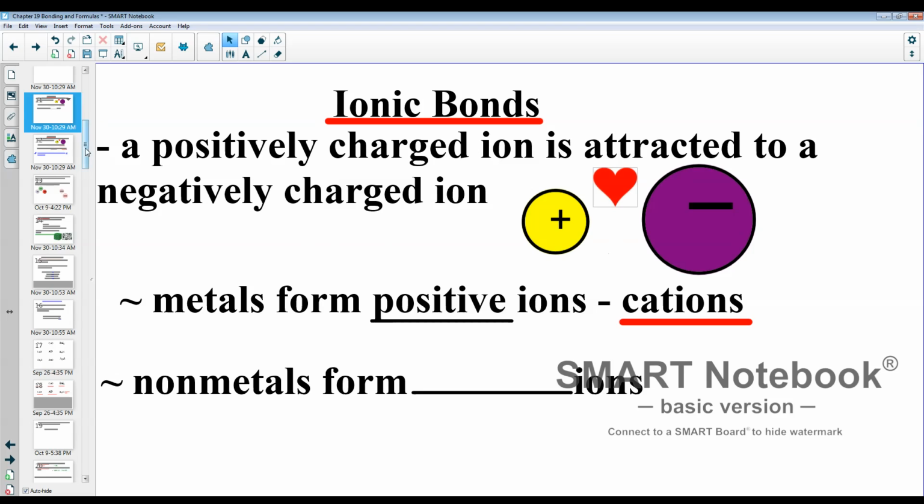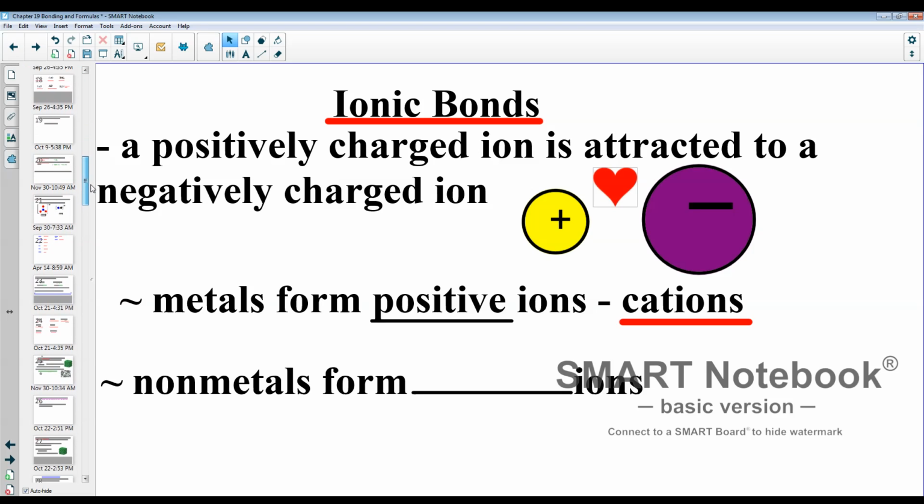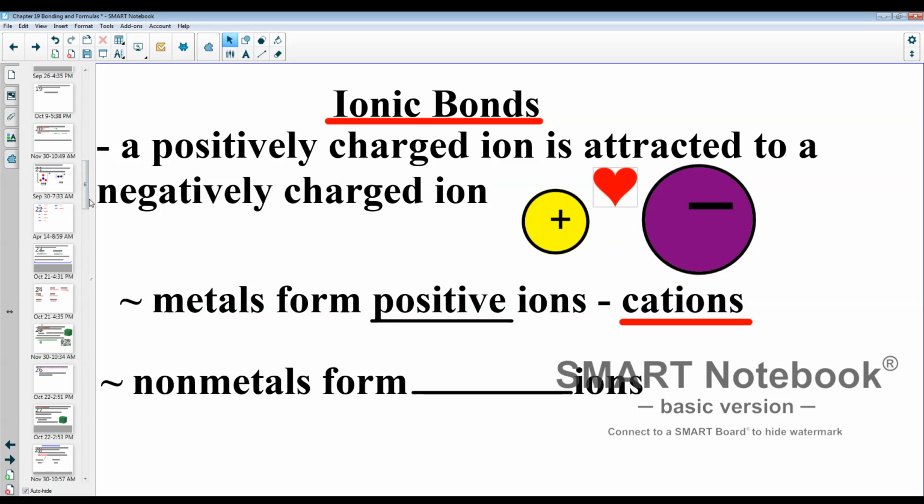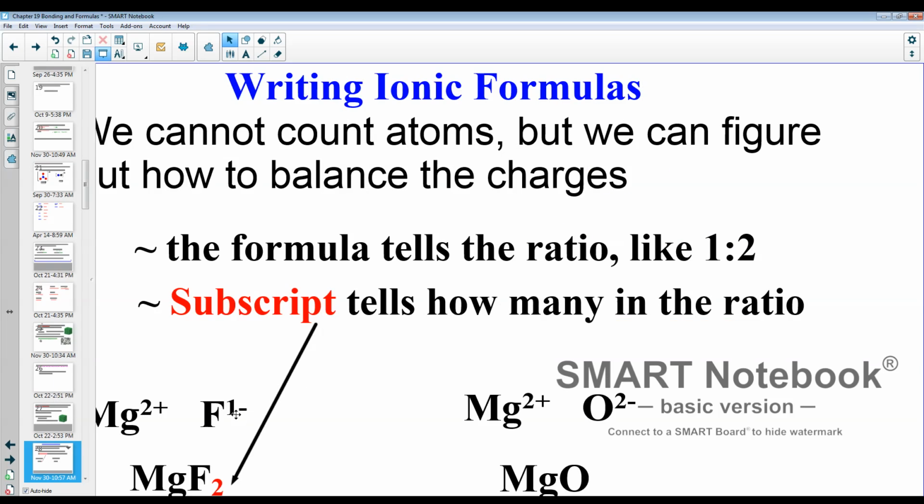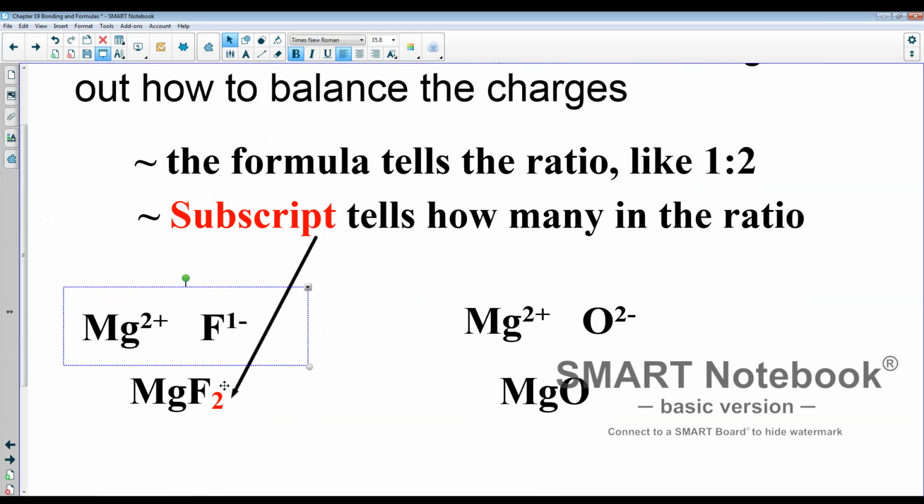And to come up with formulas, you have to look at the ratios of charges, right? So we went through and talked about how you can figure out how the charges match up to come up with a formula for an ionic compound.